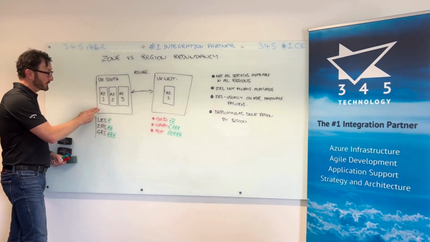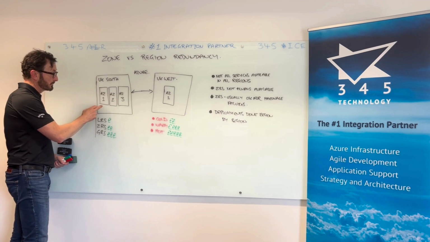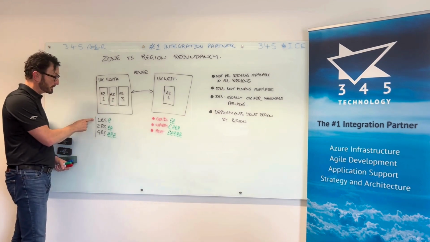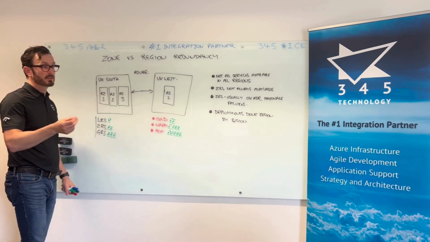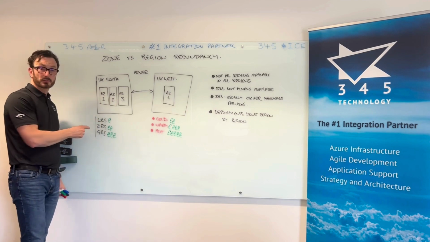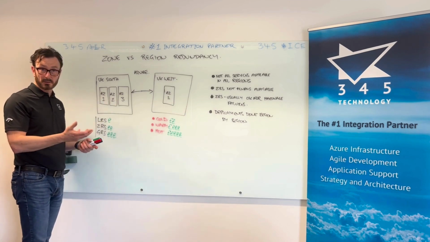Now, when you've got multiple computers with your data on, that's called locally redundant storage. It means that your data is written to more than one computer in the same data center. And that's the cheapest option, and pretty much that's available everywhere.